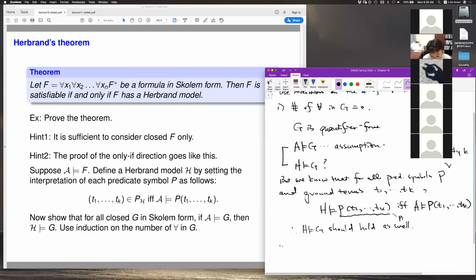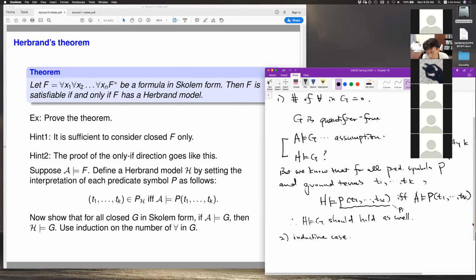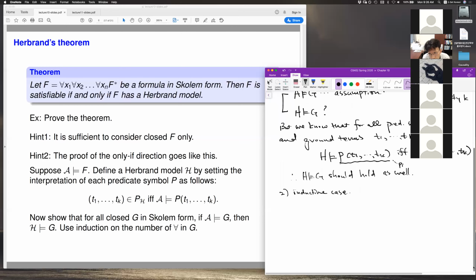The second case is the inductive case. Here we have to deal with the quantifiers. In the first case, we didn't have to deal with the quantifiers, so that's why it is very much like reasoning in propositional logic. In the second case, we have to deal with the quantifier. So now let's assume that G is of the form for all X, G prime, and G prime has one fewer variable. So then we have to check this is true.